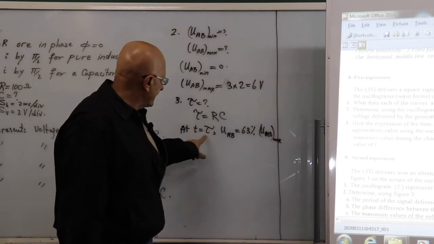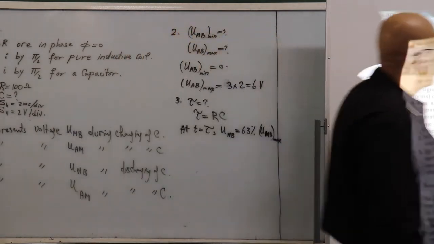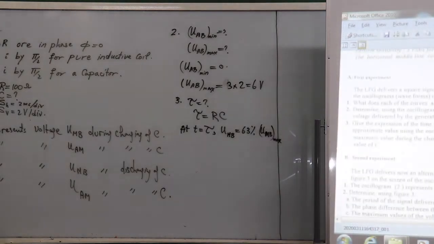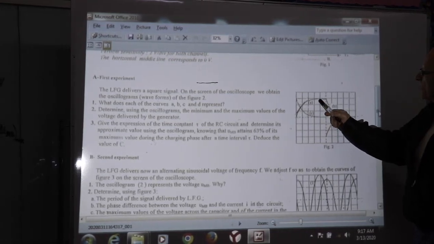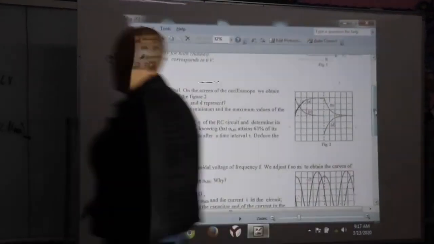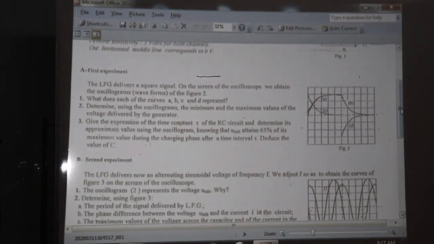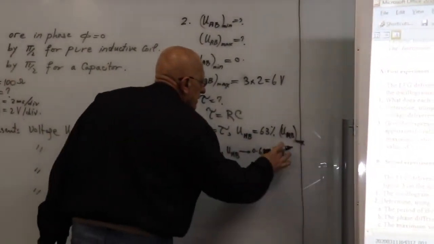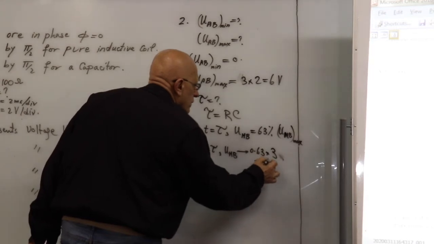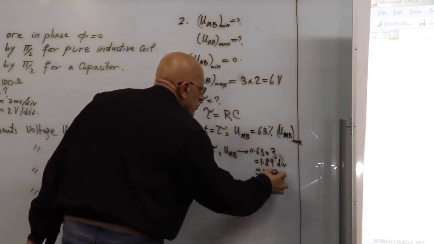Since he is saying at t equal tau UMB is 63% during the charging phase, this means that to determine tau, I should take graph A. And as you see here, you have a maximum value of 3 divisions. So we can write at t equal tau, UMB gives 0.63 times 3, and you get here 1.89 divisions, which is approximately 1.9 divisions.